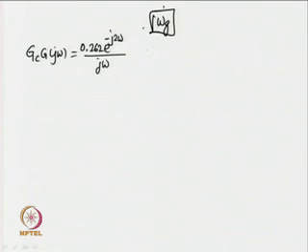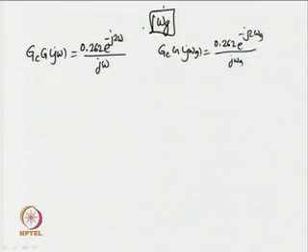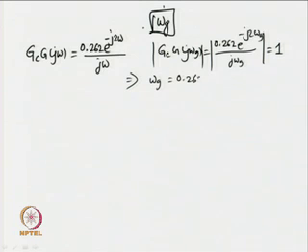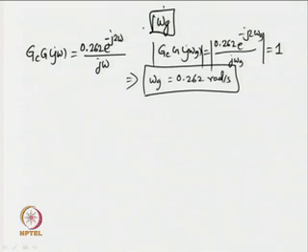To find that, what we have to do is set the magnitude of GCG j omega g equal to 0.262 e to the power minus j 2 omega g upon j omega g, its magnitude equal to 1. So, this will give us obviously omega g equal to 0.262 radian per second. So, this is known as the gain crossover frequency of the system.